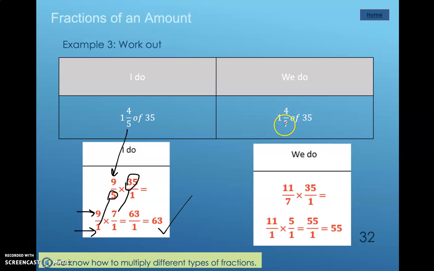And here we go. Turn our fraction improper and then cross simplify. So both of these are divisible by 7. So now we've simplified, we times the numerators together. 11 times 5 gives us 55, and 1 times 1 gives us 1. Make sure you copy that down.